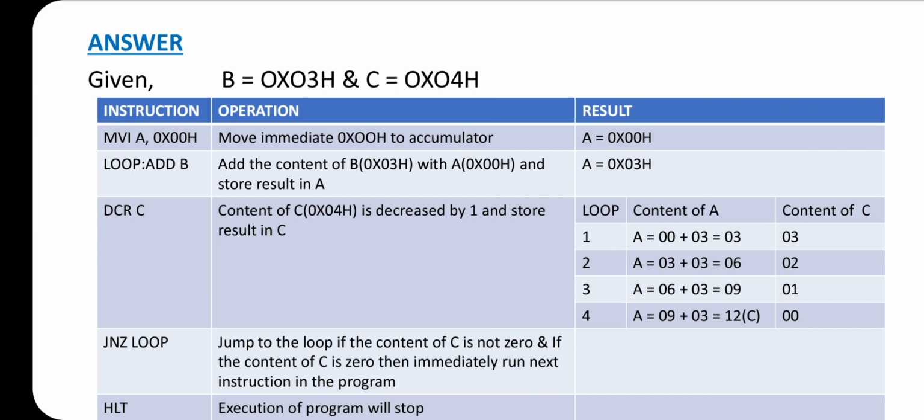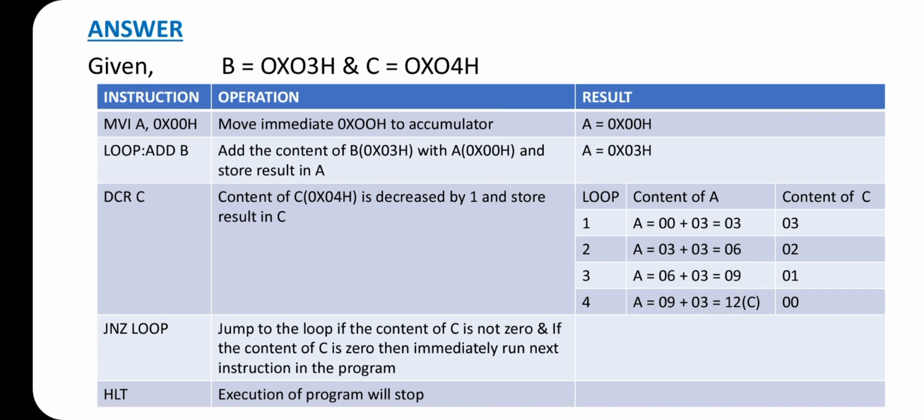Given B equal to 0x03H and C equal to 0x04H. The first instruction MVI A, 0x00H means move immediate 0x00H to the accumulator register. That is, the content of A is 0x00H. The next instruction, loop ADD B, means the addition of the content in B register with the accumulator and store the result in accumulator.